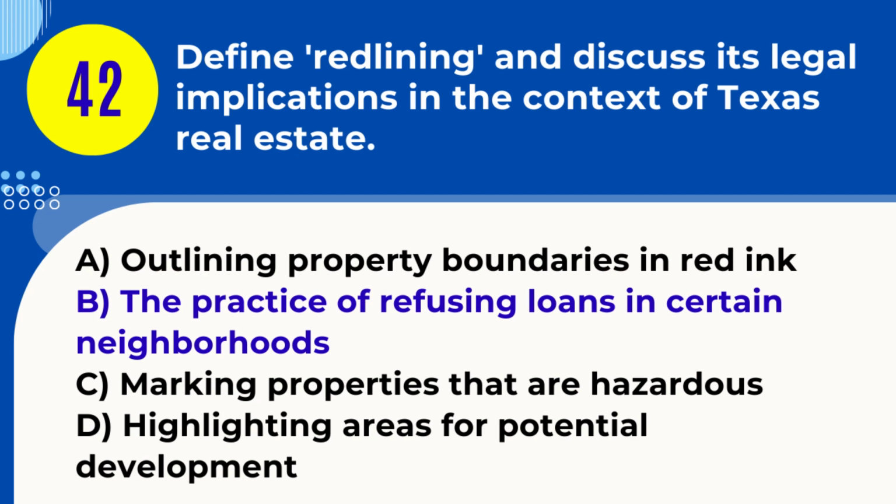Explanation: Redlining is the discriminatory practice where financial institutions refuse or limit loans, mortgages, insurance, etc., within specific geographic areas, often based on the racial or ethnic composition of the area. In Texas, as in the rest of the U.S., redlining is illegal and has significant legal implications.